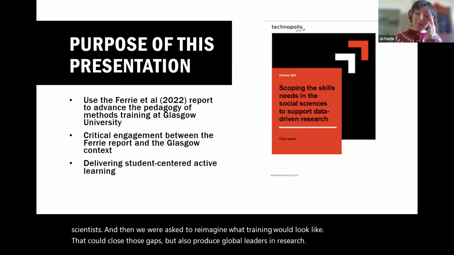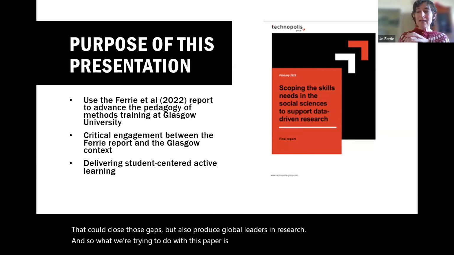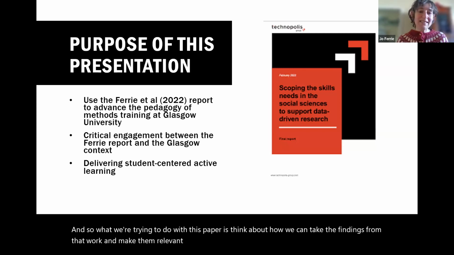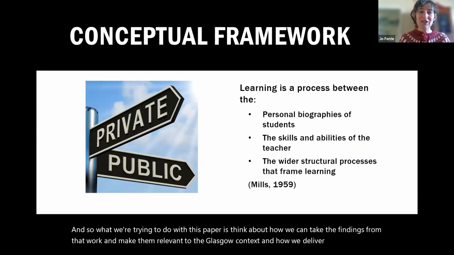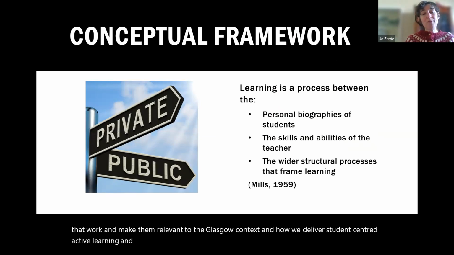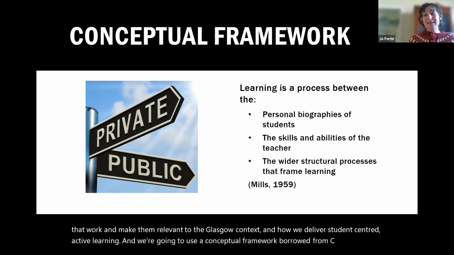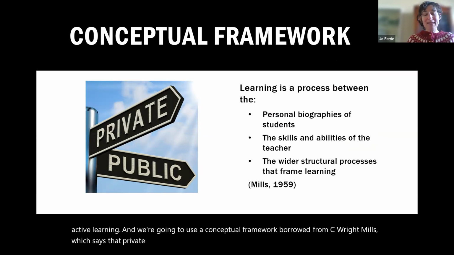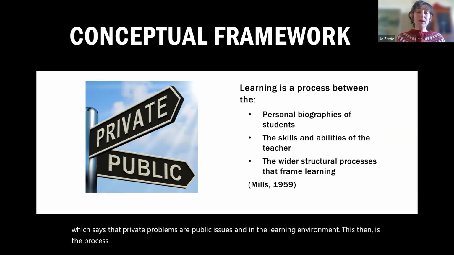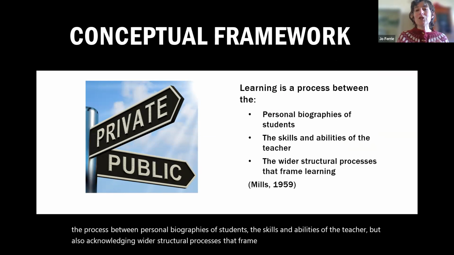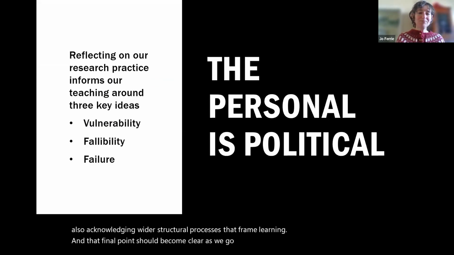And so what we're trying to do with this paper is think about how we can take the findings from that work and make them relevant to the Glasgow context, and how we deliver student-centred active learning. We're going to use a conceptual framework borrowed from C. Wright Mills, which says that private problems are public issues. In the learning environment, this is a process between personal biographies of students, the skills and abilities of the teacher, but also acknowledging wider structural processes that frame learning. And that final point should become clear as we go through this presentation.